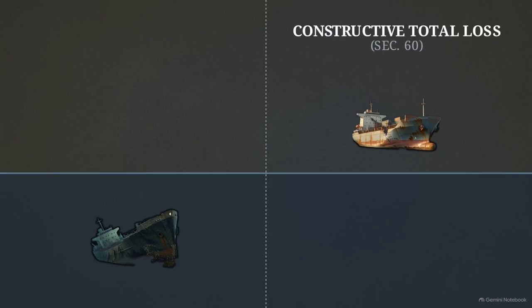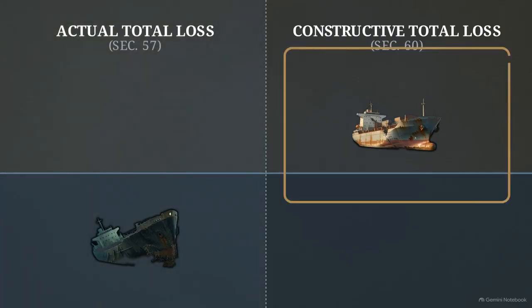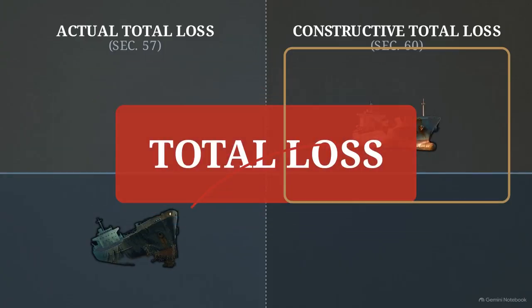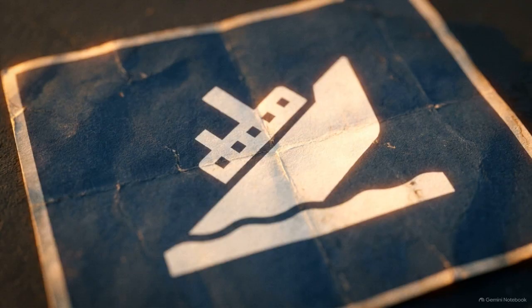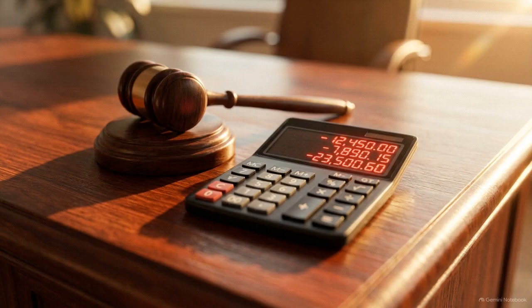This diagram shows the distinction. On the left, an actual total loss is physically gone. On the right, our constructive total loss sits above water, yet the legal system treats it like the sunken vessel. An actual total loss is dictated by physics. A constructive total loss is dictated entirely by economics. Section 60 turns maritime law into a strict accountant.